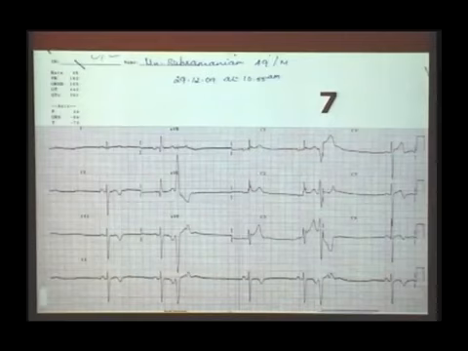This is called R on T phenomenon. The R wave of the ventricular premature beat is falling on the T wave of the previous sinus beat. That's why they are called R on T phenomenon. So when the VPD is very, very close to the sinus beat, especially when it is falling on the relative refractory period, or the downslope of your T wave, it is very dangerous, and this is called R on T phenomenon.